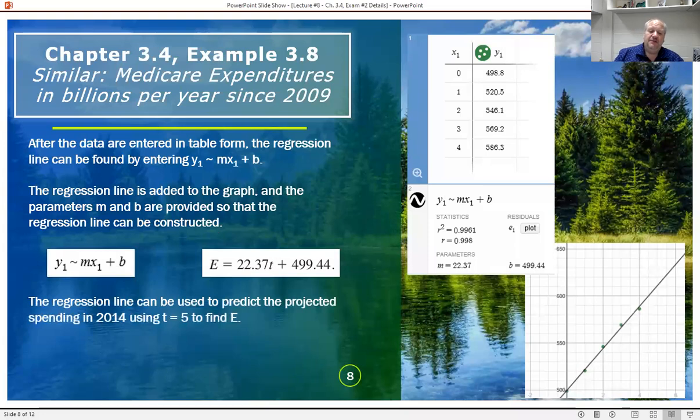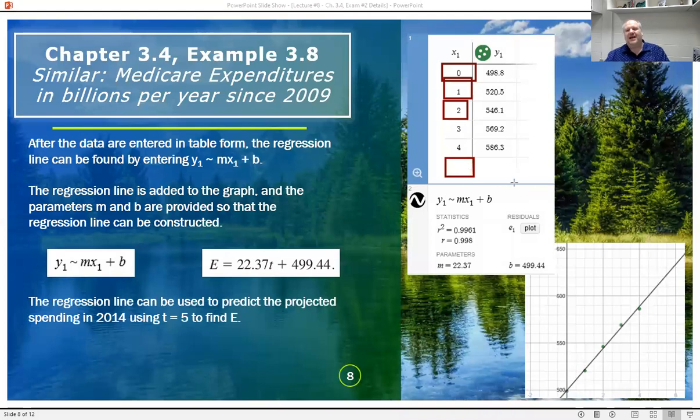Now, the regression line can be used to predict projected spending as well. So what happens in 2014? If it turns out that these are in the years since 2009, then we can assume that this is 2009 and this is 2010 and 2011. In other words, just add to it until you get to what you want. So if it's 2014, then I need to know what happens in year 5, right? Because if this is 11, 12, 13, 14, 15, yeah, 2014, we try to find out what happens in 5.